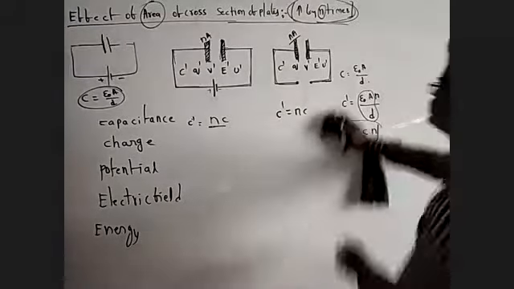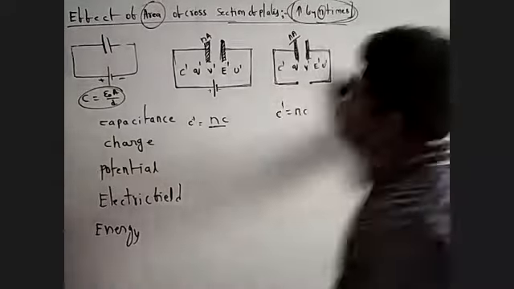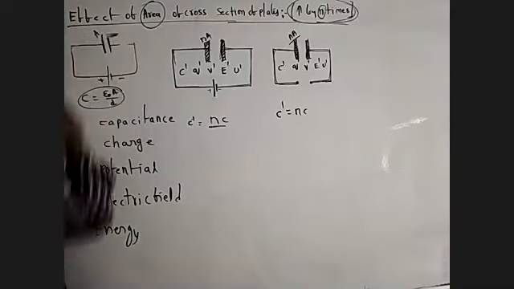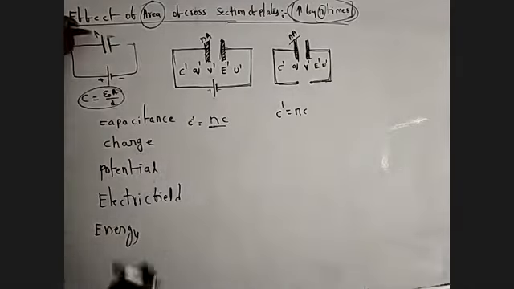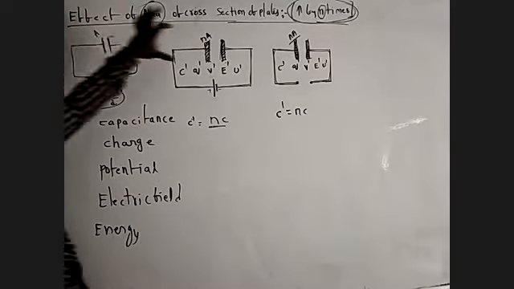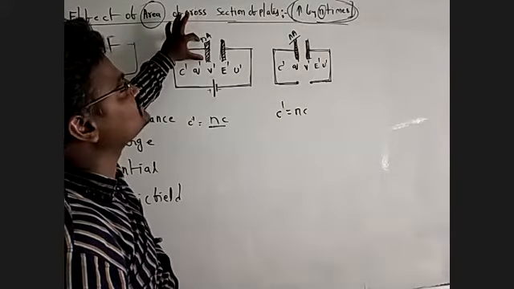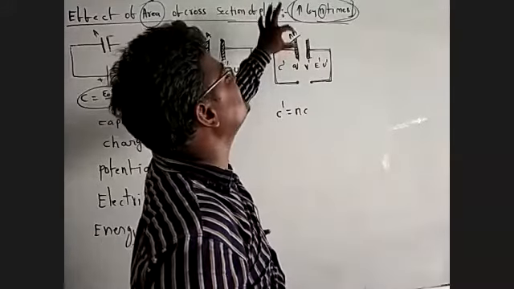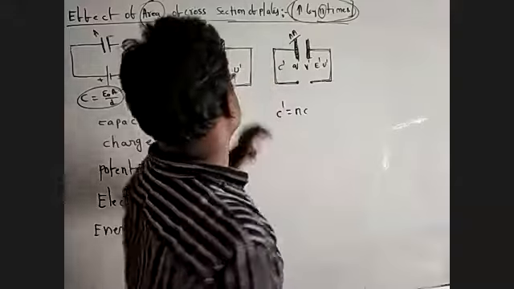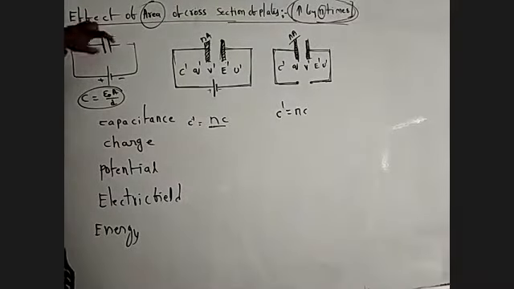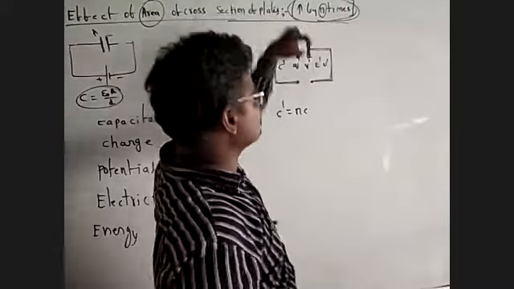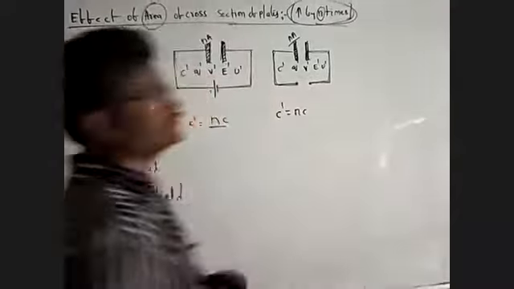What is the meaning of this? For the first capacitor, the cross-section area of the plate is A. But here, the cross-section area of the plate is increased by N times. In the first case the two plates are connected to the battery; in the second case these two plates are not connected to the battery.